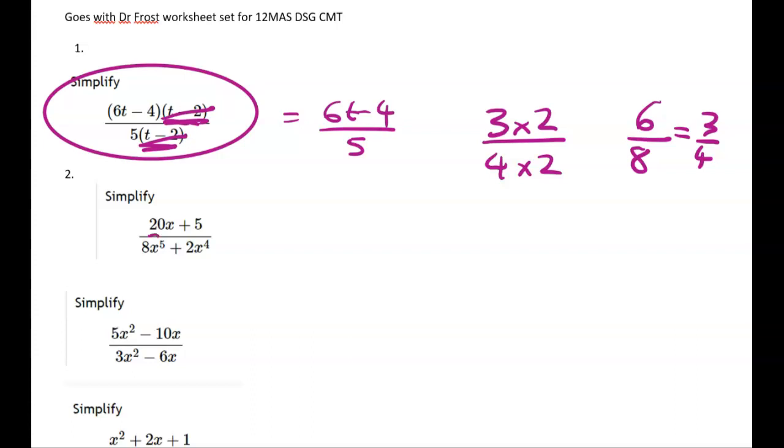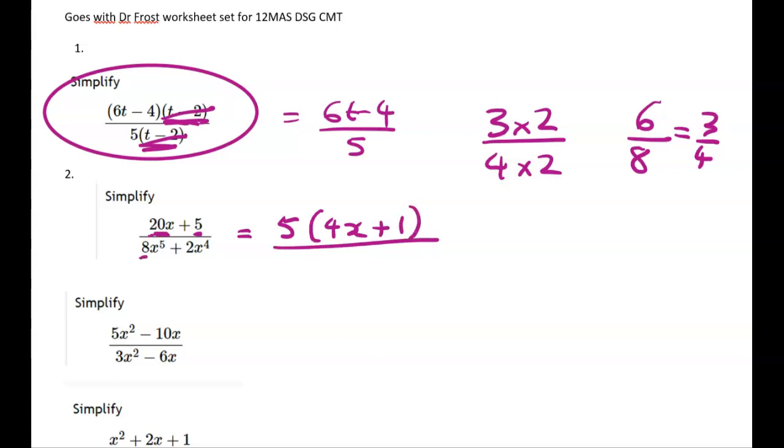So here, the first thing I'm going to check for is whether there's a common factor in the coefficients, in the numbers, and there is. The highest common factor here is 5, and then I'm going to check whether there's a common factor in the x term, and there's not. So with this one, in the numerator, the common factor is 5. 5 times what will give me 20x? Well, I need to have 4x. 5 times what will give me 5? 5 ones will give me 5.